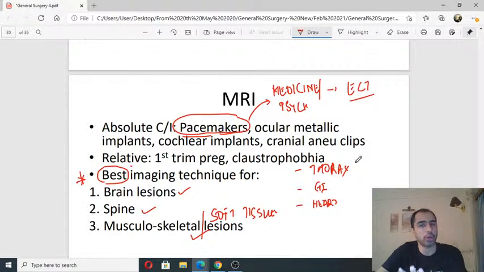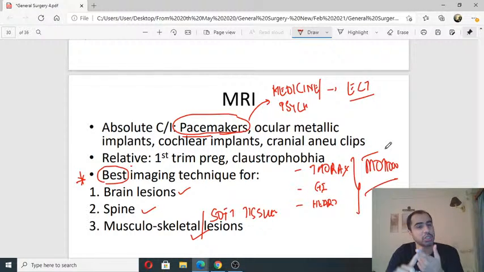Thorax means lungs and heart. It's not so good. That's because these are all in motion. Motion is an enemy of MRI. Like air and bones were an enemy of ultrasound, motion is an enemy of MRI. So wherever there is motion, MRI is not the best thing to do.